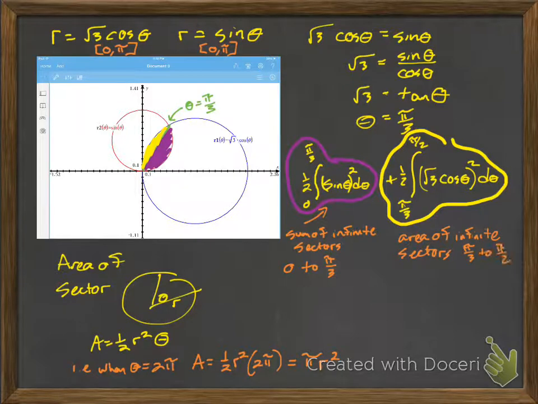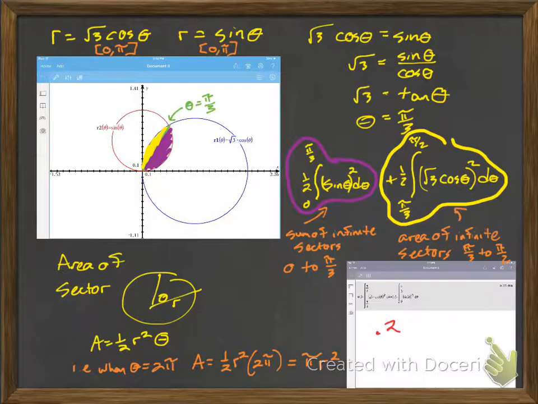Now what I've got is everything I need for a calculator to figure out the area, and I can plug that in depending on what device you're using. All the known graphing calculators out there can take care of this, and we can get an answer, 0.224186.